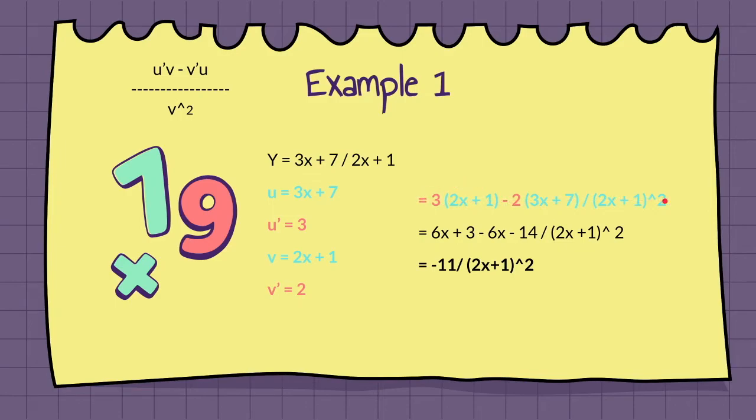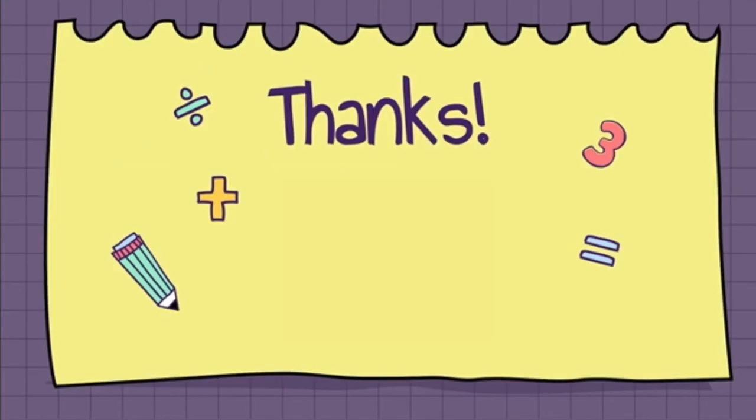So I will arrange the equation given, and then I will divide it by v squared, as you can see. So I'll use the distributive property here to make it easier, and this is the answer that I will get. I will keep the denominator the same, and then I will simplify it, which will give me negative 11 over 2x plus 1 squared.